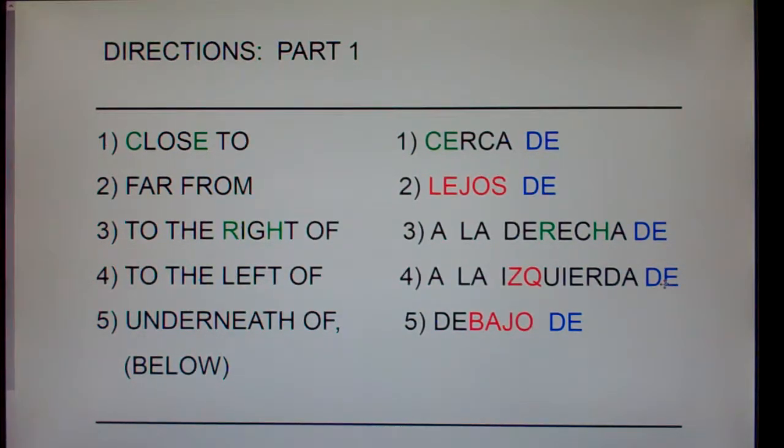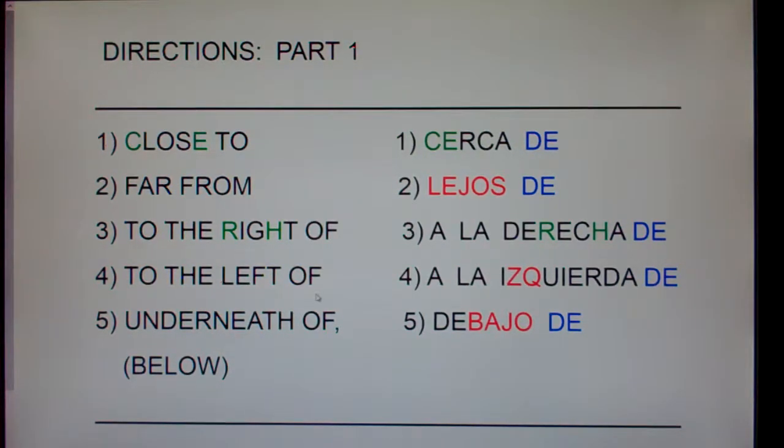The word left is one of the weirdest words in Spanish. It has a Z and a Q together. You will never see that in another Spanish word or another English word. That is a very, very strange word. And being left-handed was considered very strange. So, izquierda is left. Now, bajo is short or below. So, debajo de is underneath of or below.